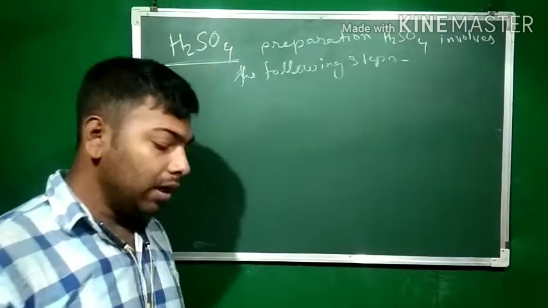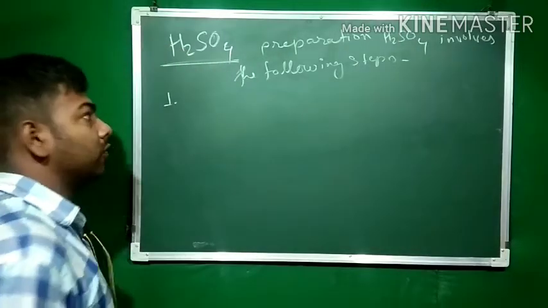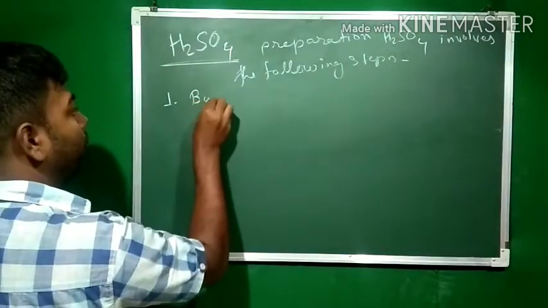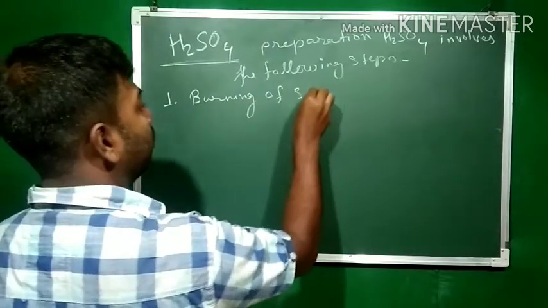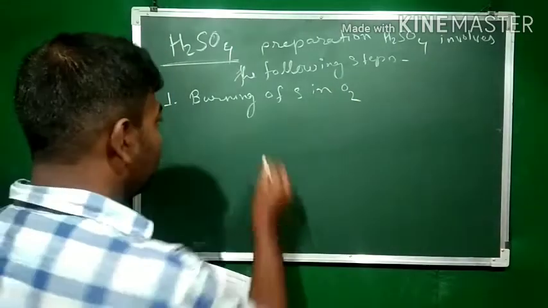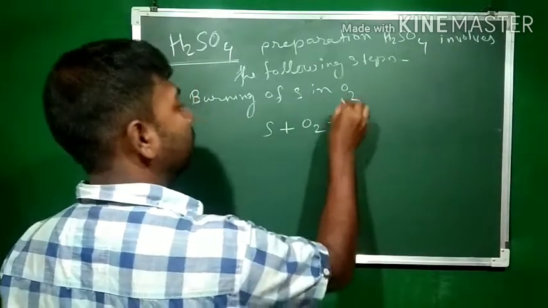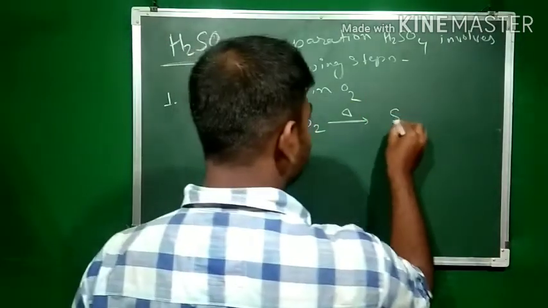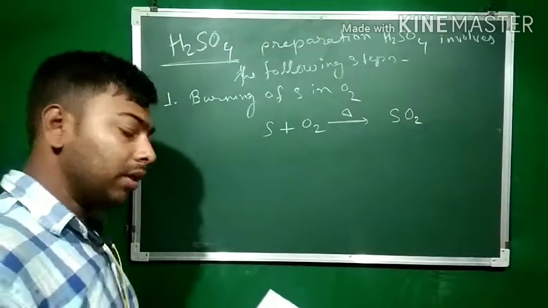First step is the burning of sulfur in air. Air means oxygen. That means sulfur is burned with oxygen. That means it produces sulfur dioxide. Okay. Next.